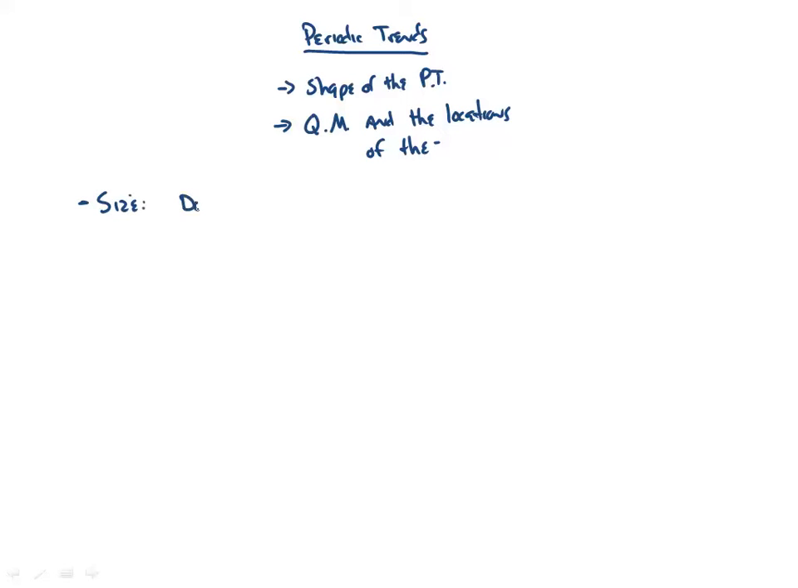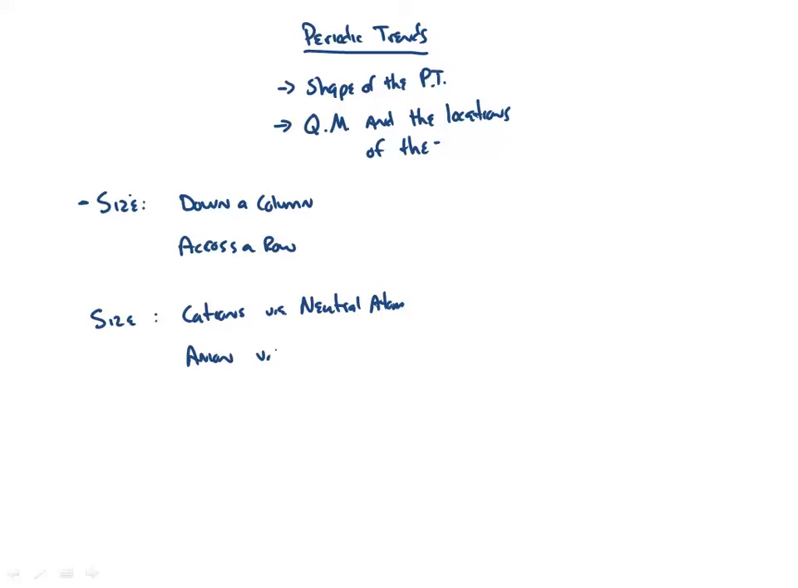And so we looked previously at size, and we said that the trends we're going to look at are, for instance, down a column, and we could look across a row. And then we also looked at the size of cations versus the neutral atom, and the size of anions versus a neutral atom.